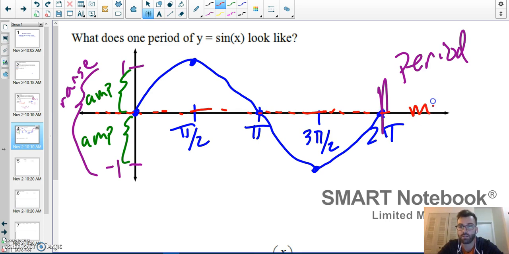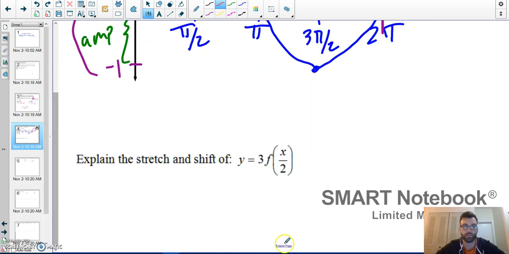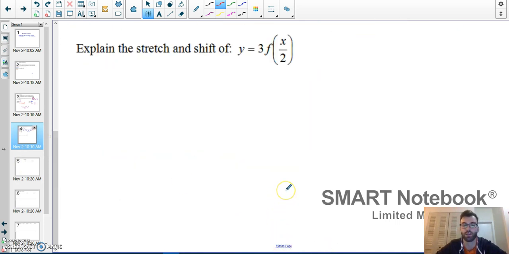All right. This is going to come into play. It's going to be very important when we do a vertical movement, where we vertically move our graph up and down. All right. Well, our amplitude is our distance from our midline to our highest point, or half of our range. So all of these graphs relate to stretching and shrinking of transformation. That's why we discuss transformations first. So what I want you to do is explain the stretch and shrink of this transformation. So pause the video and do that.